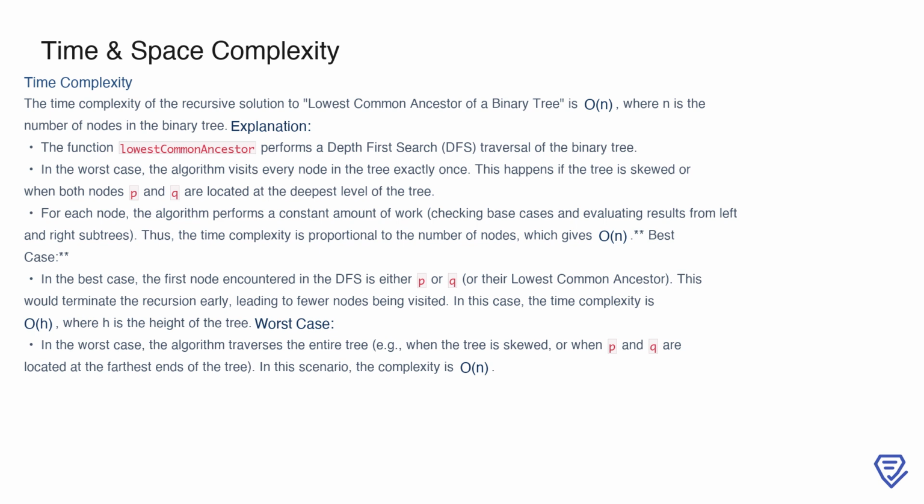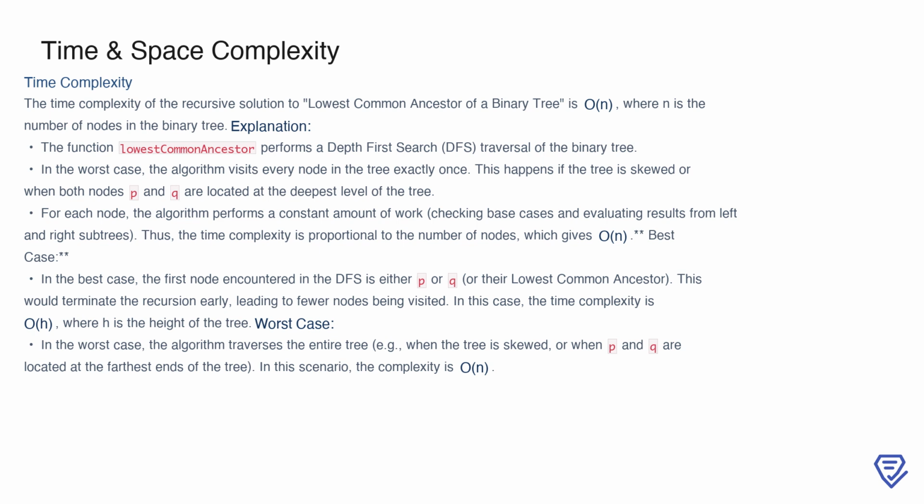This is because the algorithm relies on a depth-first search, or DFS, traversal, meaning it visits each node once in the worst-case scenario. For example, if the tree is highly skewed, or if nodes P and Q are both located at the deepest level, every node in the tree would need to be processed. At each node, the algorithm performs a constant amount of work checking base cases and combining results from the left and right subtrees, so the overall time complexity is proportional to the total number of nodes, giving O(n).